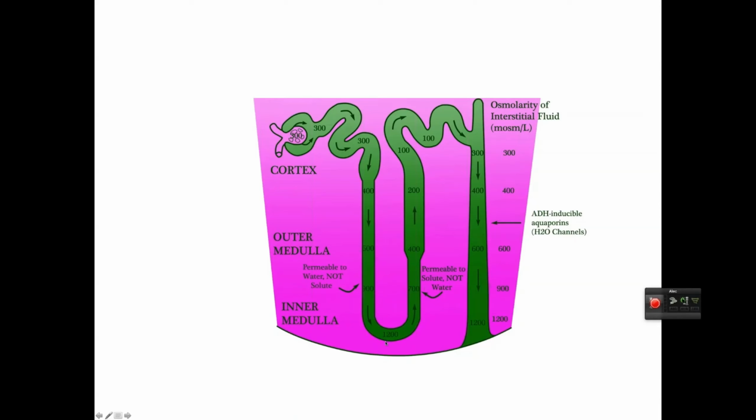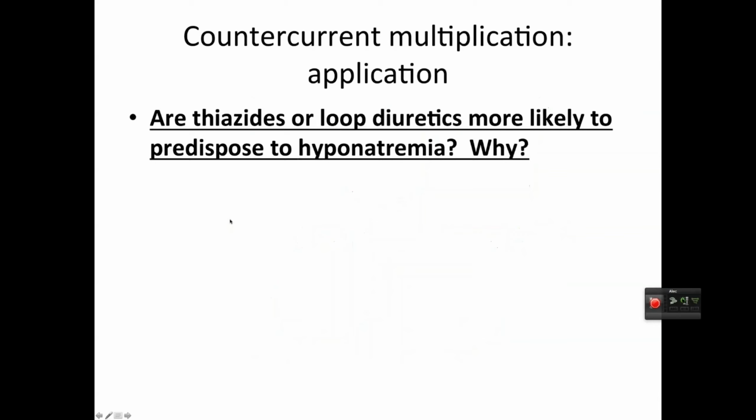So as you get lower, it becomes more and more hypertonic, right? Now, we posed this question last time. Are thiazides or loop diuretics more likely to predispose to hyponatremia, and why? Who can answer this question for me? I think it's thiazides because it doesn't interfere with the countercurrent multiplication. Okay, perfect. Can you explain?